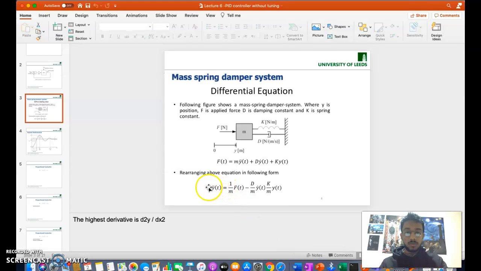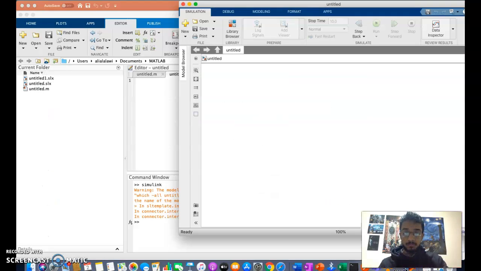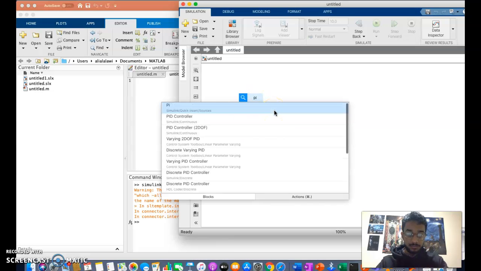So we need to represent this equation in the Simulink for MATLAB, which is acceleration equal to 1 over m times force minus d over m times velocity minus k over m times distance. So I will start with my PID controller.